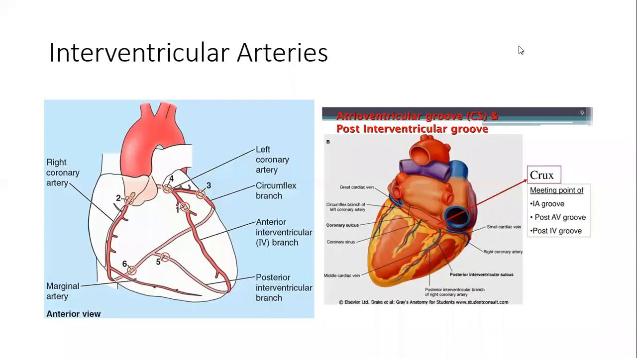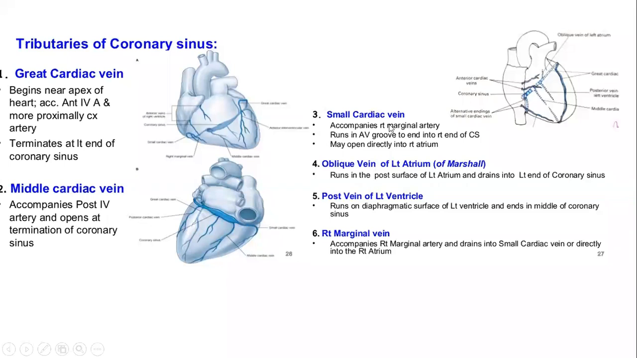Which vein and artery are located in the anterior interventricular groove? So, आप क्या कहेंगे? Great cardiac vein and anterior interventricular artery. Now, what about small cardiac vein? It accompanies the right marginal artery. MCQ. Runs in an atrioventricular groove and ends into the right end of the coronary sinus, or it may directly independently open into the right atrium.